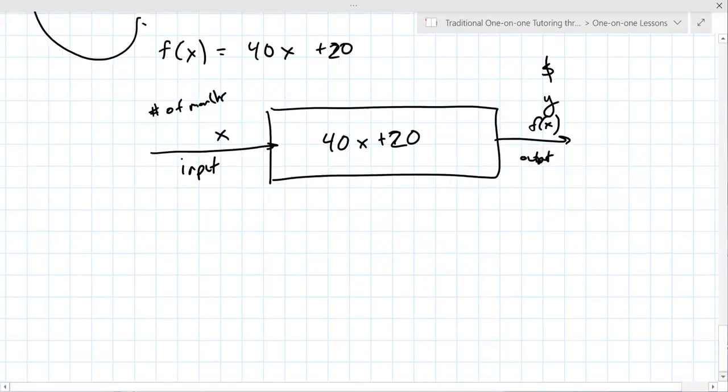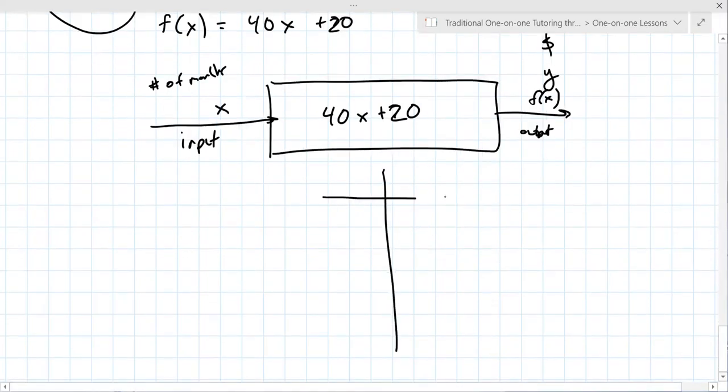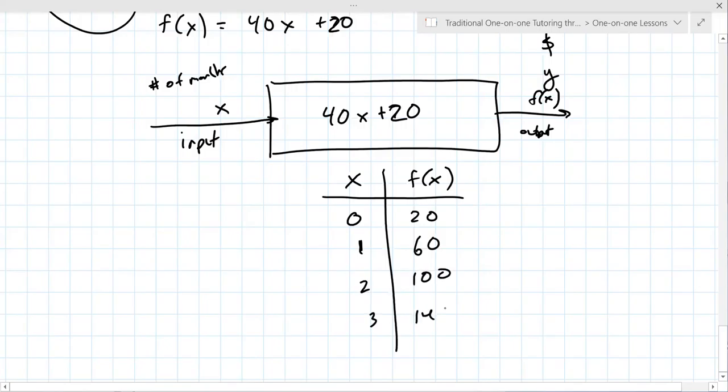40x was 20. Oh, okay. So they came in with 40. They came out with 20. Well, no. We have x and f of x from the table. Remember, we started out, if you put 0 in, what's 40 times 0 plus 20? 20. Okay, and then after 1 month? 60. 60, 2 months, 100, 3 months, 140, right?